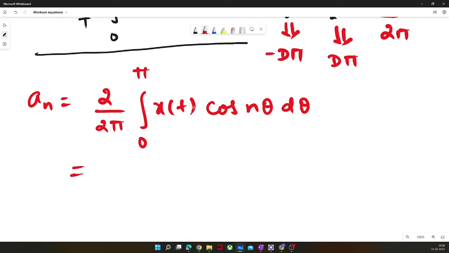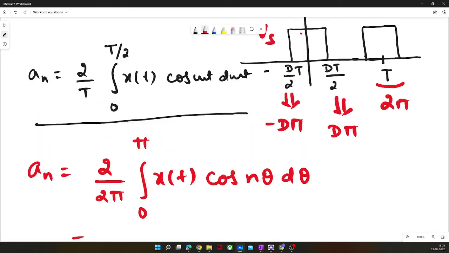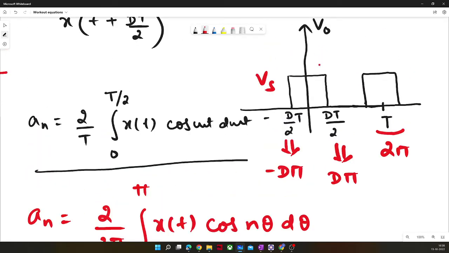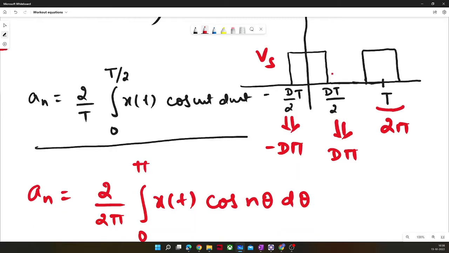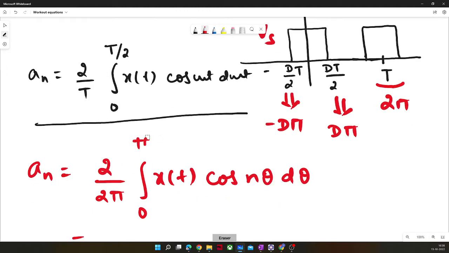Now xt is Vs. Here xt value is Vs. This would be xt, so Vs would be this value. And we should not go for 0 to pi, or we can replace it with minus pi by 2 to pi by 2. We can take any limit within the time period.